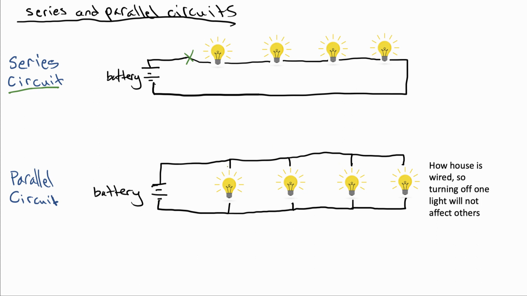So now if I had a switch, say right here, and I turned off this light, these other lights would still stay on. And so I say here, this is how your house is wired. So turning off one light will not affect the others. So again, series, one right after the other, parallel, side by side.